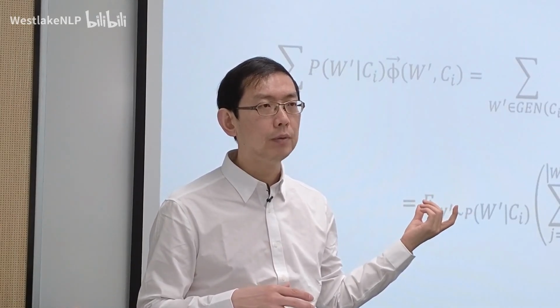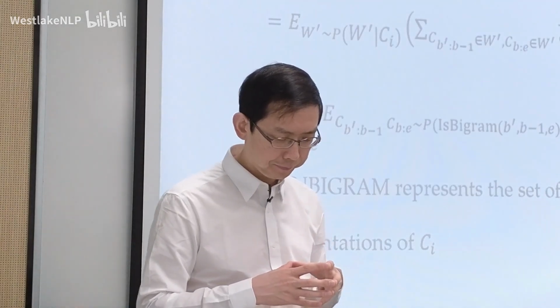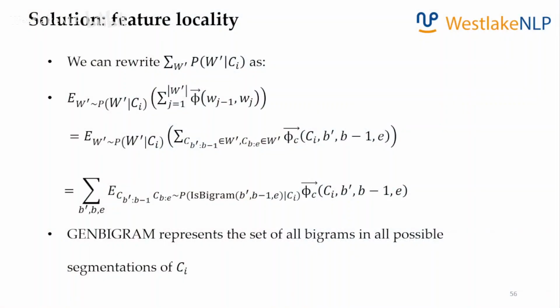But what can we do? We just follow sequence labeling. Next slide shows you. We first factorize the global feature vector into local features, okay? And then we take out the sum. So it becomes the sum of all locations, the expectation of all sequences, the local feature vector at this location.